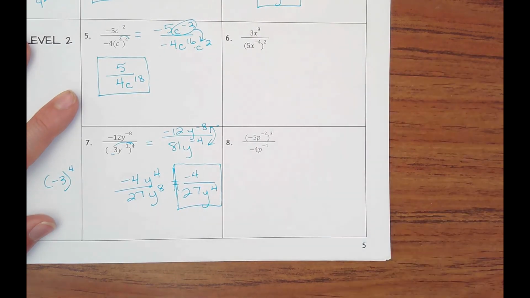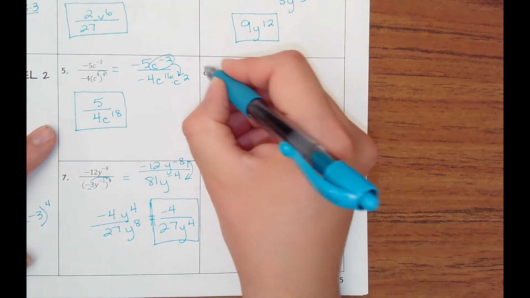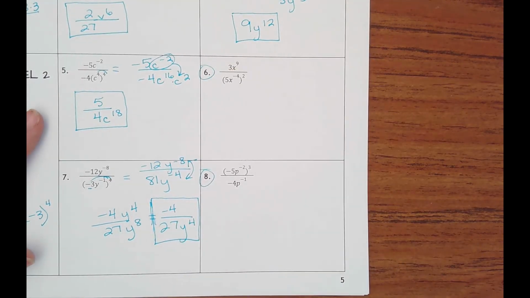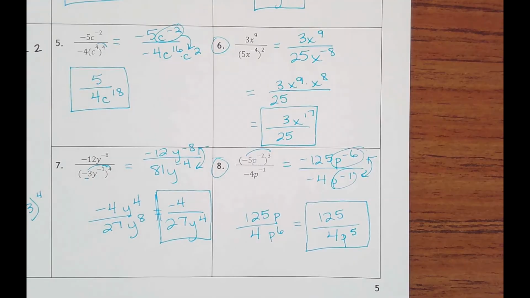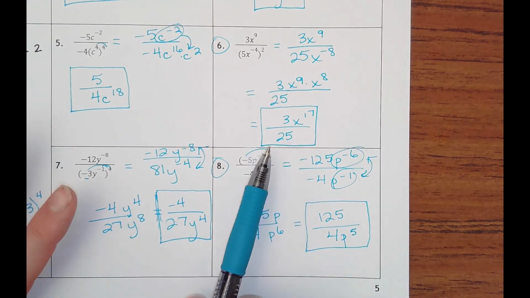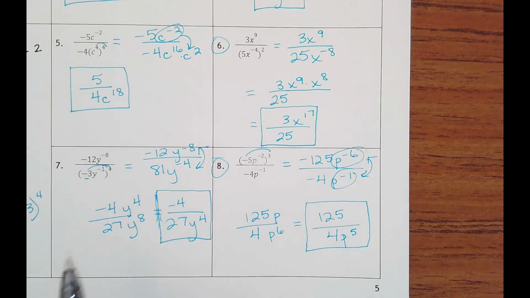Okay, so I want you to pause and do number 6 and number 8. All right, number 6, I got 3x to the 17th over 25. Look at my work. If you got any questions, ask me. And then number 8, I got 125 over 4p to the 5th. I could not get this to simplify because when I divide it, it's a decimal. When I tried to change it into a fraction, it's still the same. And that's it.